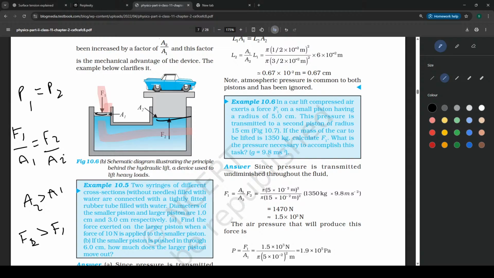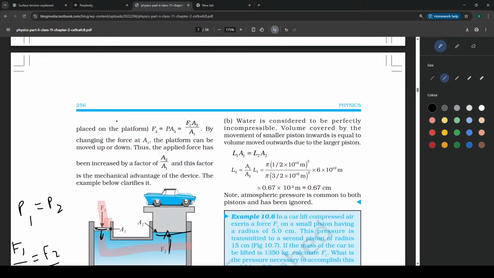F2 is also greater than F1 because if A2 is greater than A1, that means the area is greater than A1 and the force applied will be more than on the first area. Because of that, even when we apply a smaller force on this piston, a larger force is applied on this piston. Because of that, with less force only, you can lift cars and trucks.